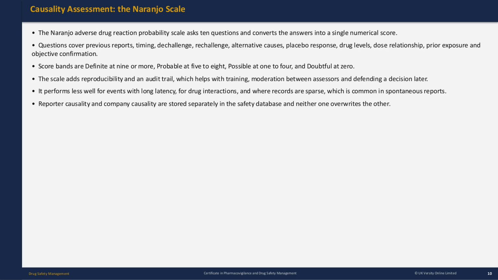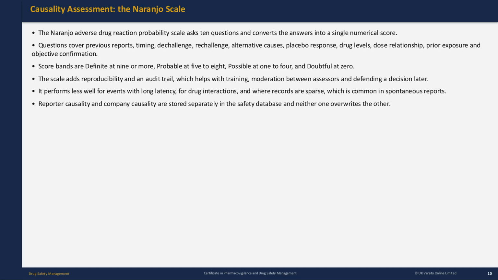Causality assessment, the Naranjo scale. The Naranjo Adverse Drug Reaction Probability Scale asks 10 questions and converts the answers into a single numerical score. Questions cover previous reports, timing, de-challenge, re-challenge, alternative causes, placebo response, drug levels, dose relationship, prior exposure, and objective confirmation. Score bands are definite at 9 or more, probable at 5 to 8, possible at 1 to 4, and doubtful at 0. The scale adds reproducibility and an audit trail, which helps with training, moderation between assessors, and defending a decision later.